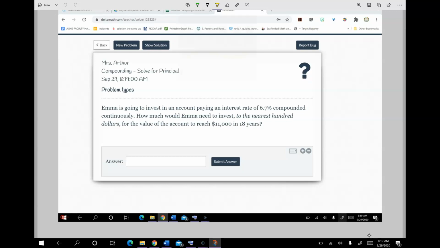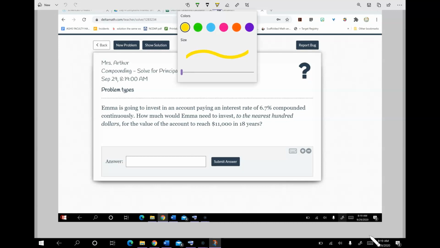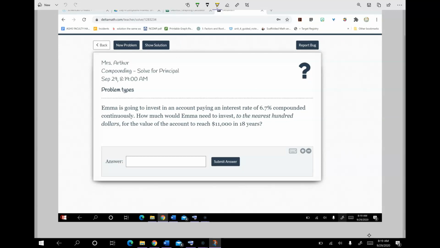It says Emma is going to invest into an account paying an interest rate of 6.7% compounded continuously. How much would Emma need to invest, to the nearest hundredth dollar? Now you need to know how to round. Hundredth is 2 decimal places. So I want to reach 11,000 in 18 years.